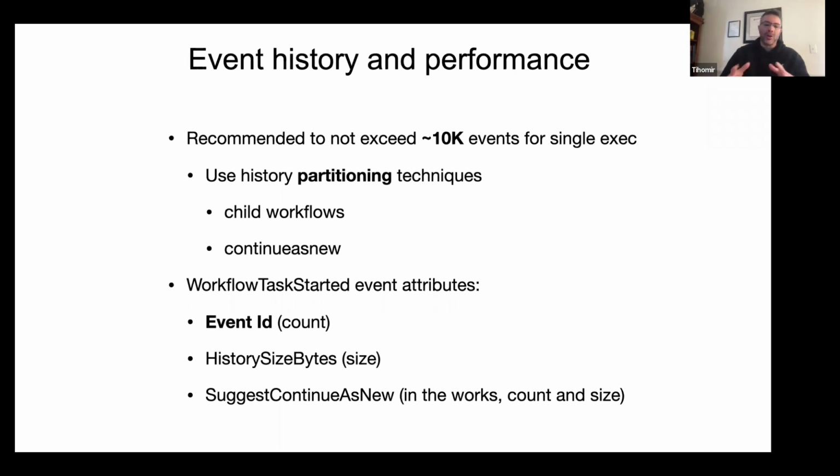But there is also a couple of other attributes. Some of them are still in the works, so you can't really fully rely on them, but just FYI, such as history size in bytes, that could help with determining when we need to partition our event histories based on the size of our event history. And then also there is a parameter called suggested continue as new, which is currently in the works. It's basically a Boolean that will allow you, hopefully in the future, to have a suggestion, so you don't have to watch all these things yourself. All right, let's see the next slide.